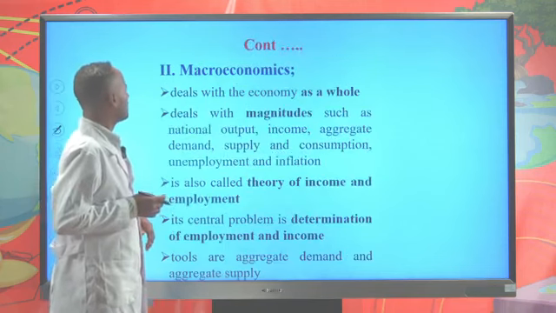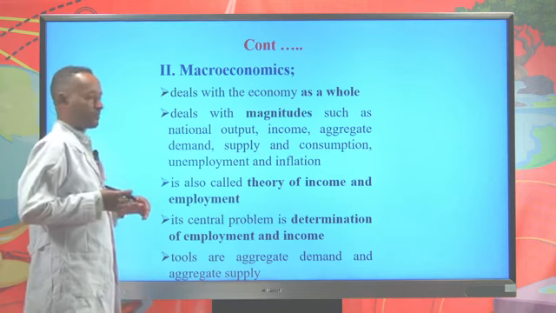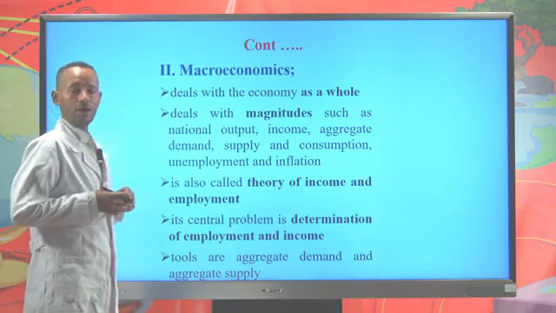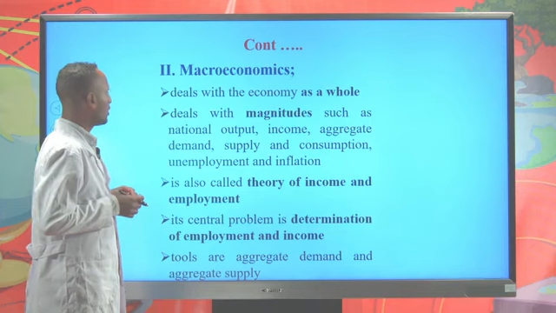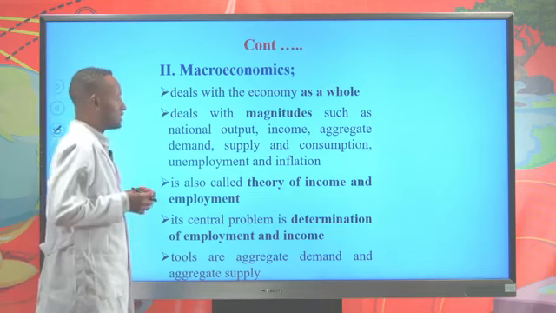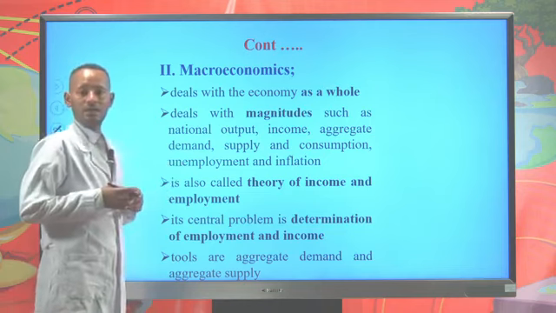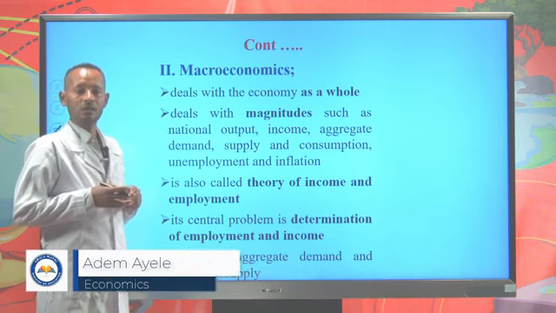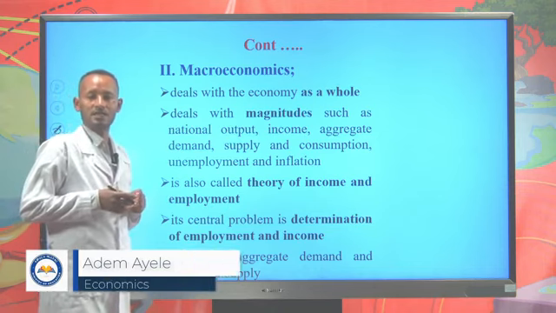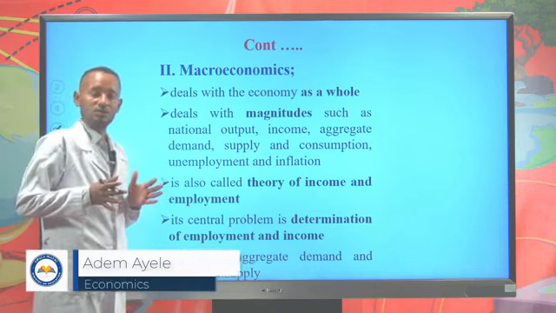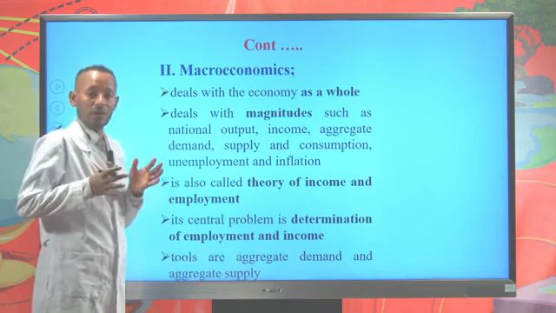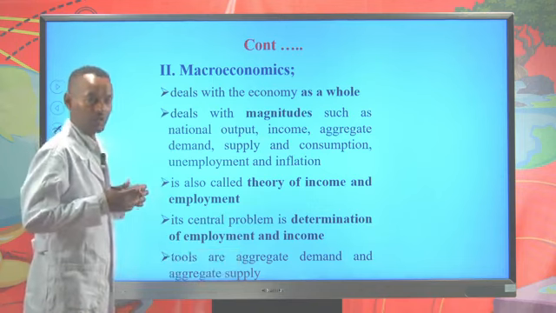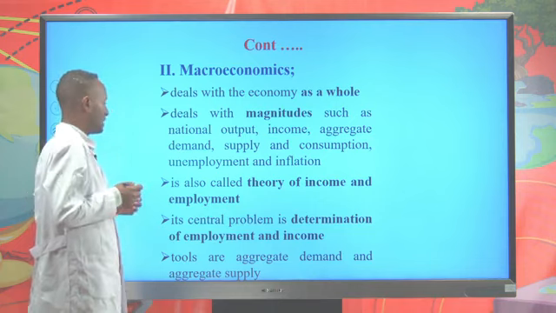The second division of economics is macroeconomics. Macroeconomics deals with the economy as a whole. It deals with magnitudes such as aggregate demand, aggregate supply, the general level of prices of goods and services, aggregate consumption, the level of savings in an economy. All these are the major concerns of macroeconomics.